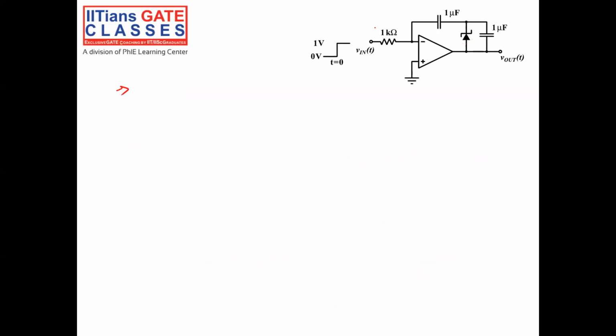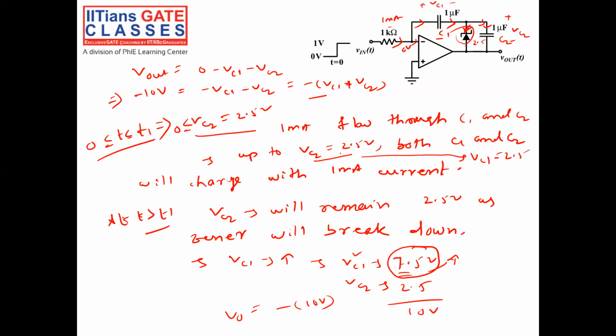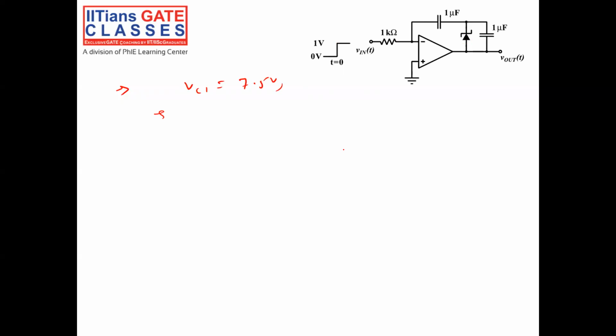So how to know VC1 equal to 7.5 volt? I want to know the time when it reaches 7.5 volt. So my aim is to calculate the time for the capacitor C1 to go to 7.5 volt, and the current IN is flowing 1 milliampere only, right? So IC1 also is equal to 1 milliampere.